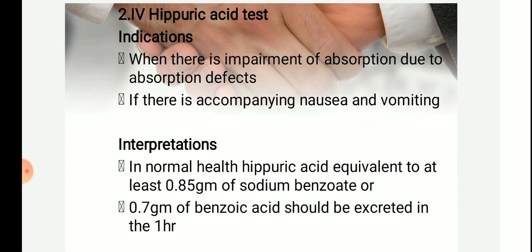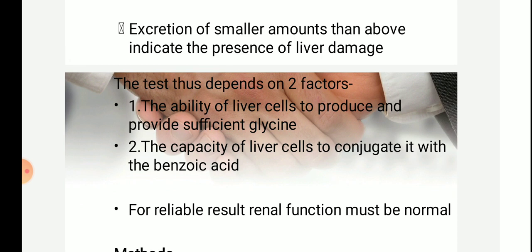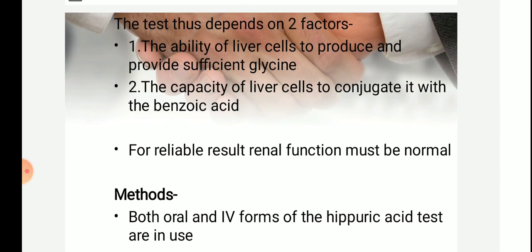So the IV hippuric acid test. The indication is when there is impairment of absorption due to absorption defects. Interpretation: in normal health, hippuric acid equivalent to at least 0.85 grams of sodium benzoate or 0.7 grams of benzoic acid should be excreted in 1 hour. Excretion of smaller amounts than above indicates the presence of liver damage. So clear cut guidelines there.